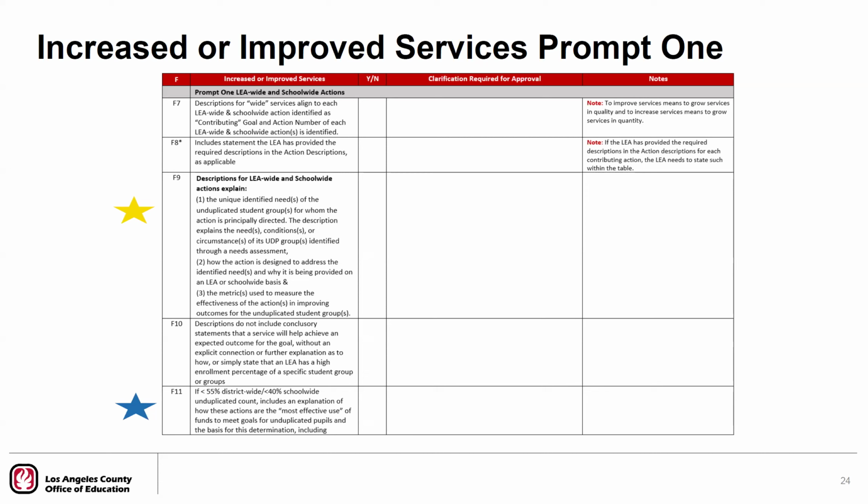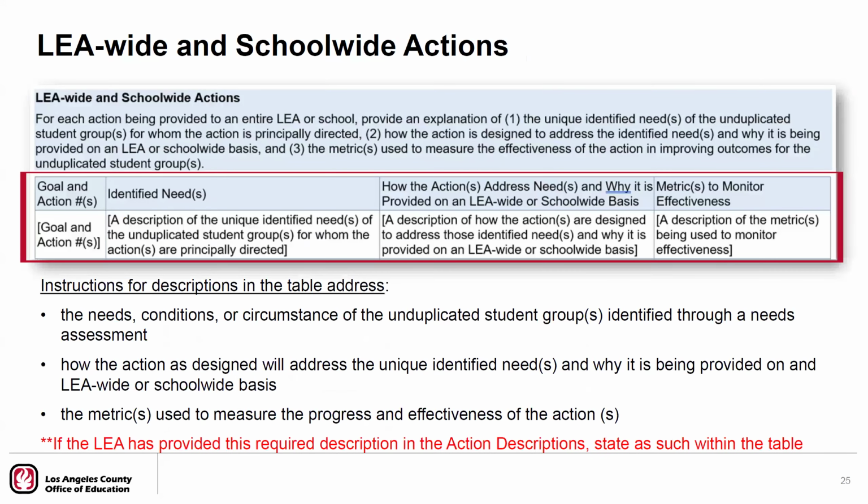And this requirement is included when LEA-wide or school-wide actions are being provided when there are lesser percentages of unduplicated pupils. And we'll provide some specific examples. And so for reference, these items are from the district pre-review checklist. And you may be aware that this pre-review checklist is also included in our LCAP resources that are posted on our website.